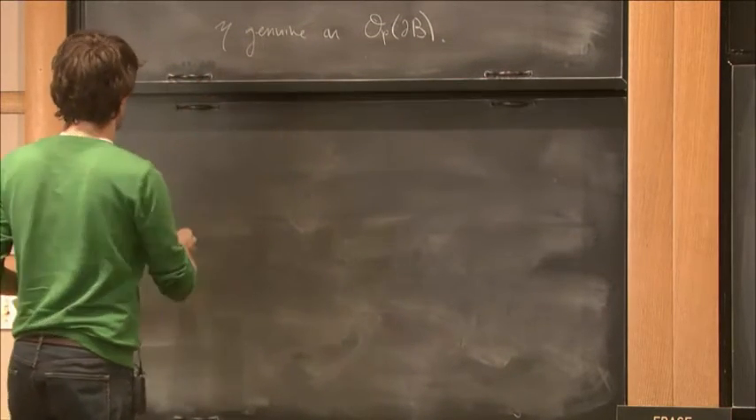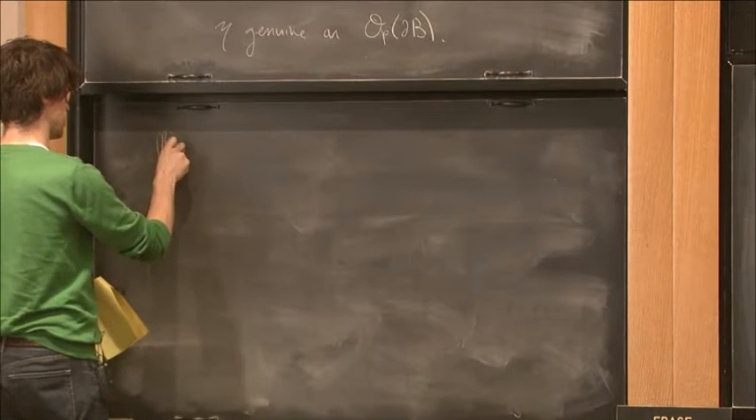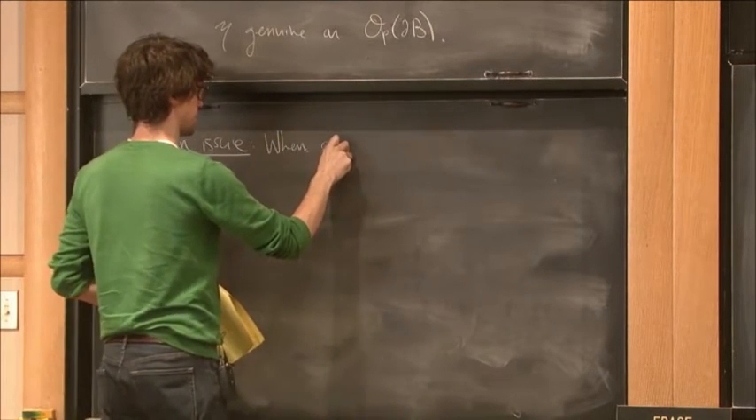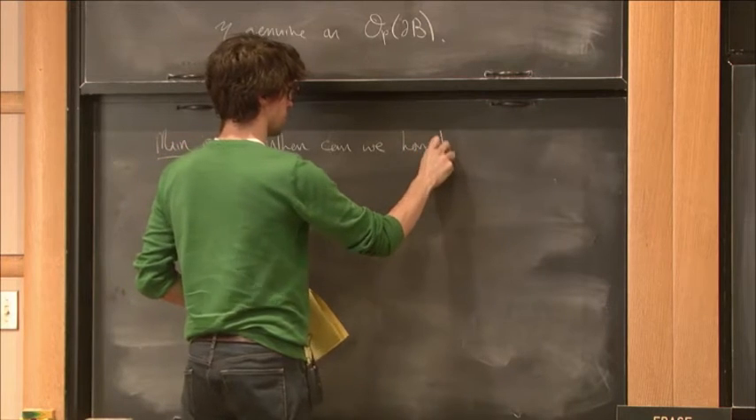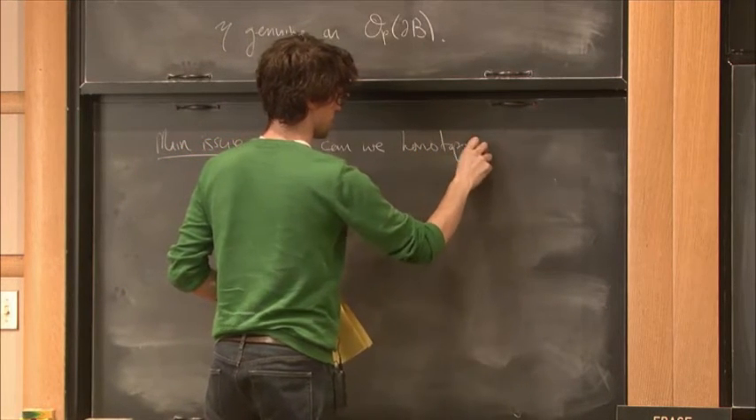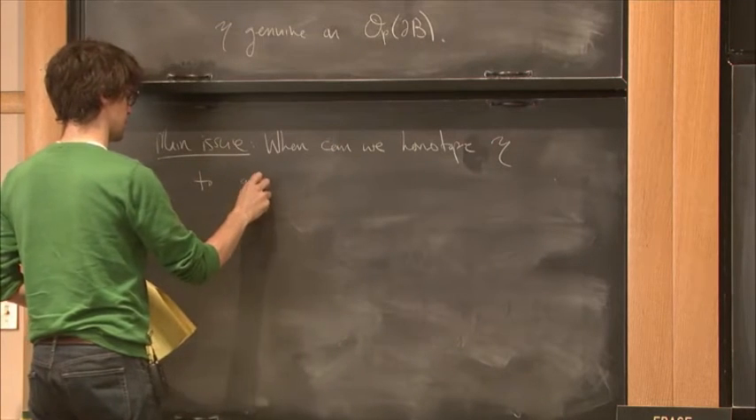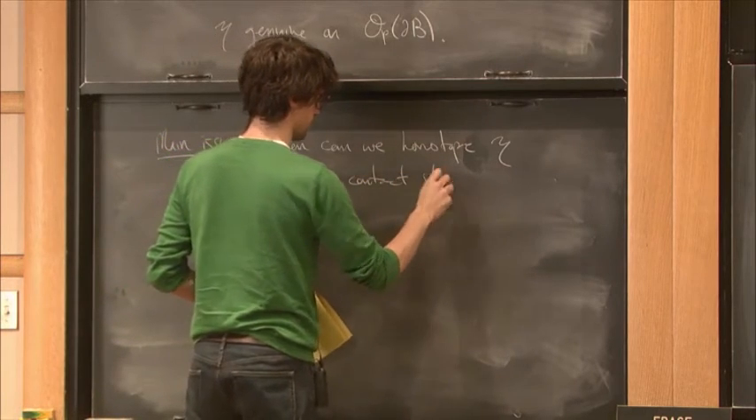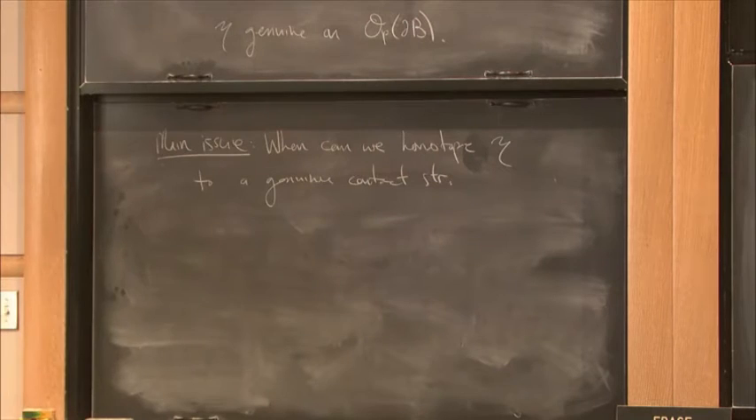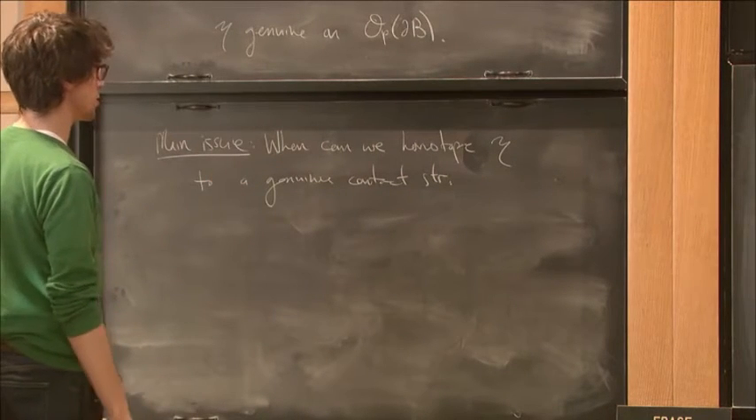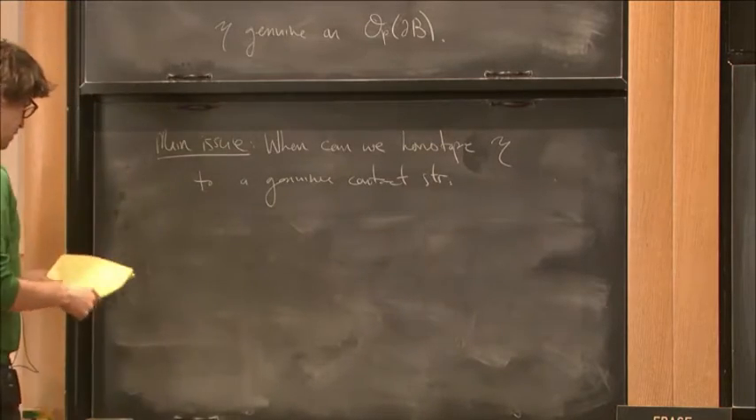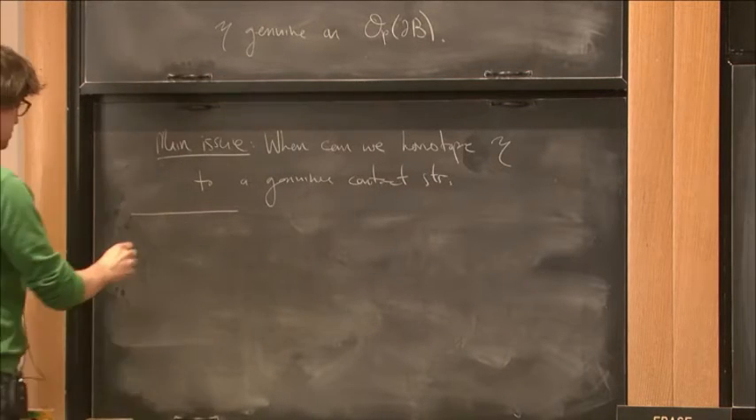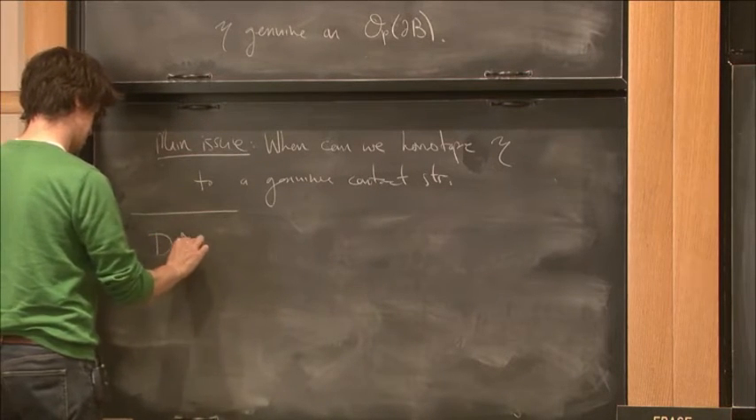And our big question, the main issue, is: when can we homotope eta to a genuine contact structure? So that was the big issue that the existence problem was reduced to. To help start to reduce this problem, let me just define domination from the title.